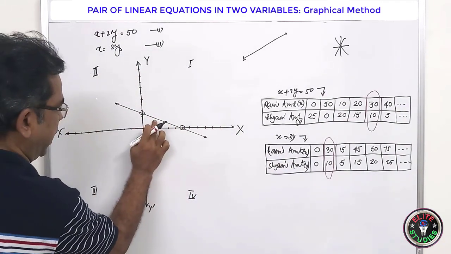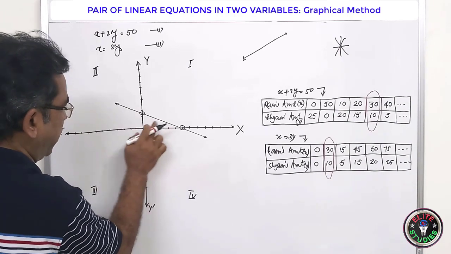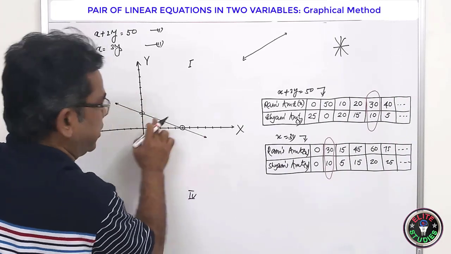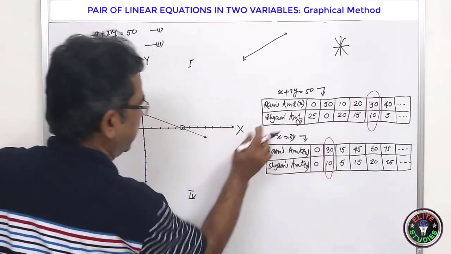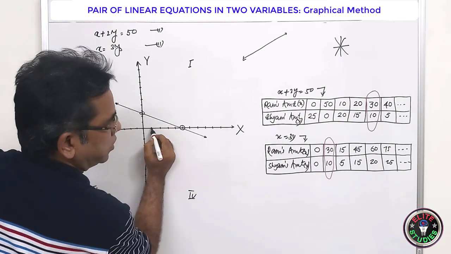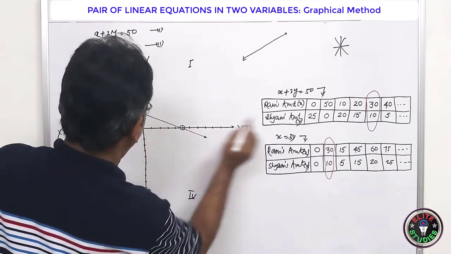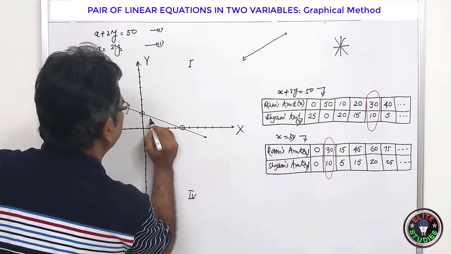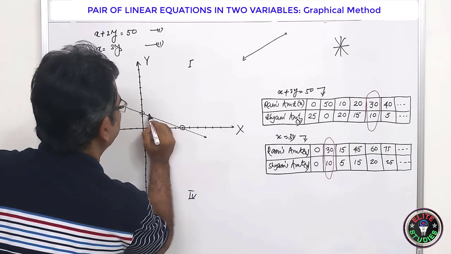So, this is the graph. You see how you are getting it. I could have drawn it in some other way, but why have I drawn it like this? Let us take another point. x is equal to 10, and Sam's amount is 20. You see, it is coming like this. So, this is the point.